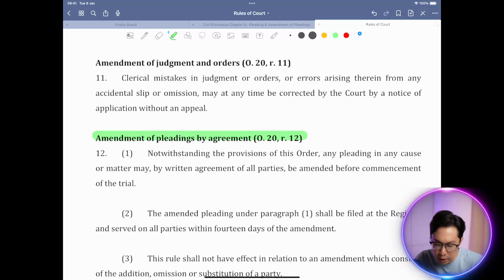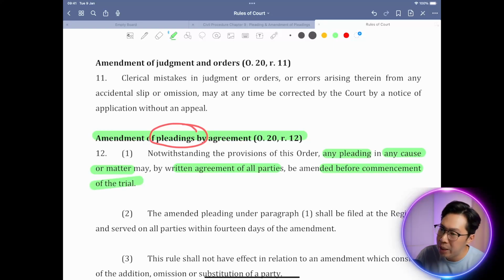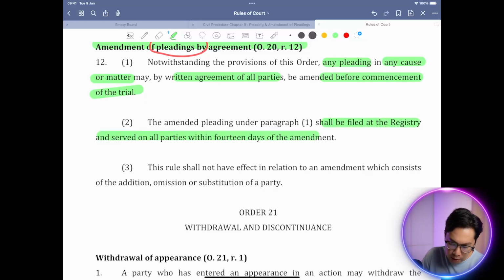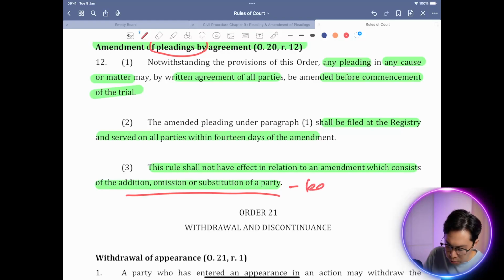Notwithstanding the provisions of this order, any pleading in any cause or matter may by written agreement, this is pleading only, be amended before commencement of the trial. So now in pleading, if both parties before commencement of the trial agree to amend a particular thing, they can have an agreement, can do it. The amendment under this one shall be filed at the registry and served on all parties within 14 days. This rule shall not have effect in relation to an amendment which consists of addition, omission, substitution. Still cannot. So if you want to do any of these, you will still need a leave.